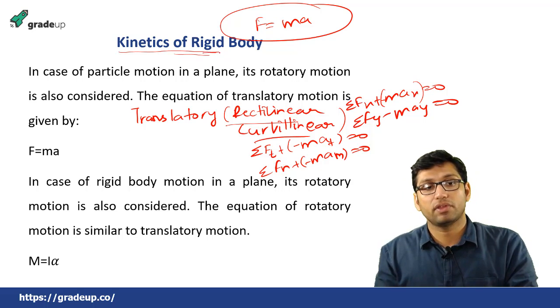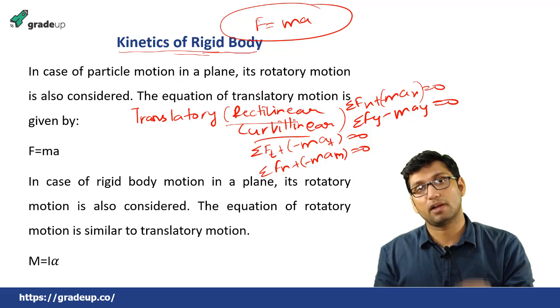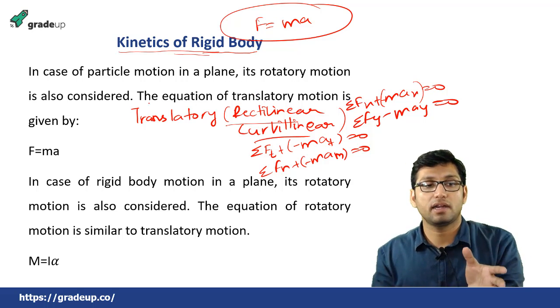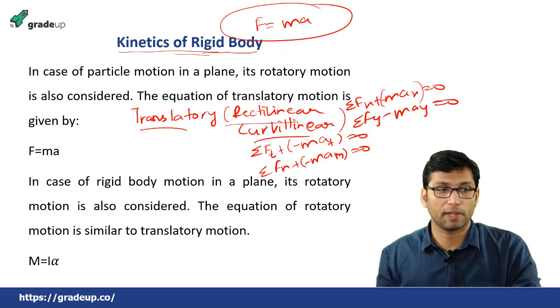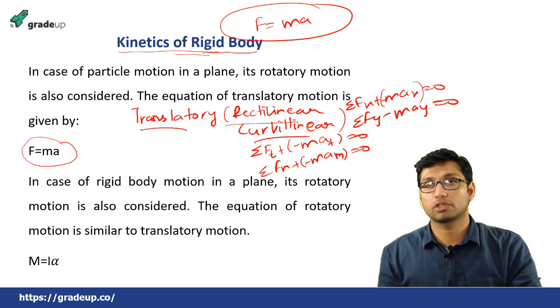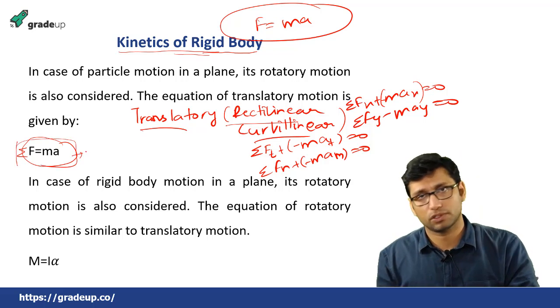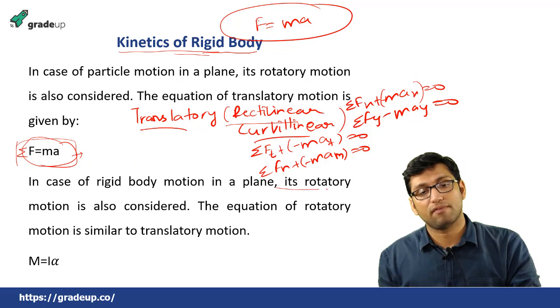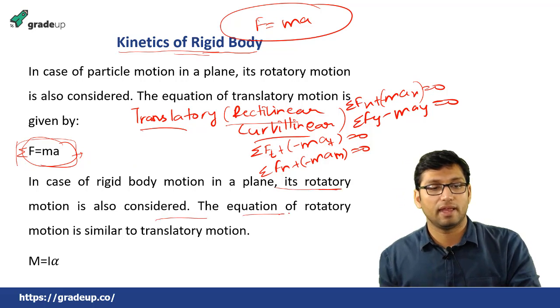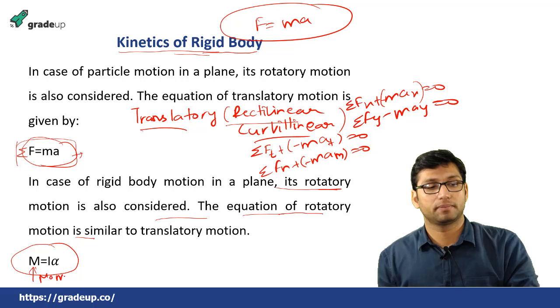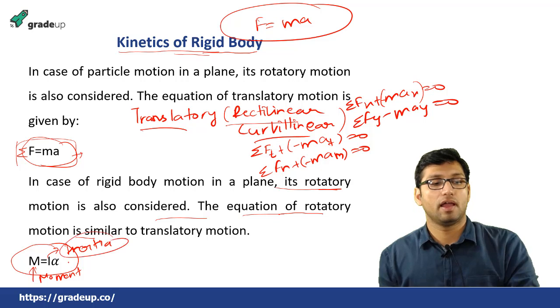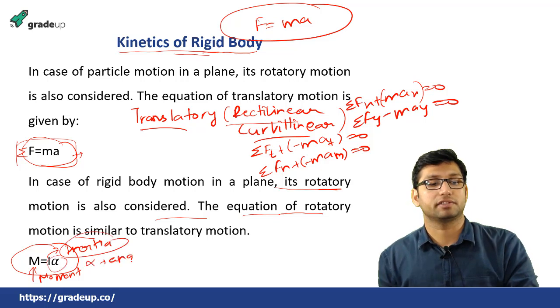Now, if we consider the motion of a rigid body, when the rigid body is moving, then along with this translatory motion it will have a rotatory motion also. We know that the equation of motion for translatory motion is given by summation of F equal to ma, by Newton's second law of motion. If the body is also having rotatory motion, then the equation of rotatory motion is given by M equal to I alpha, where M is the moment, I is the moment of inertia, and alpha is the angular acceleration.